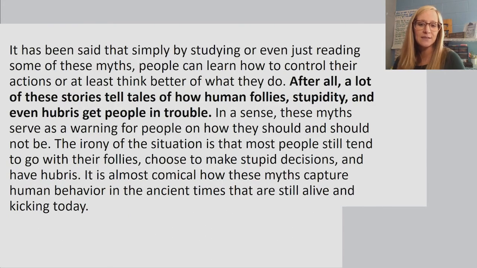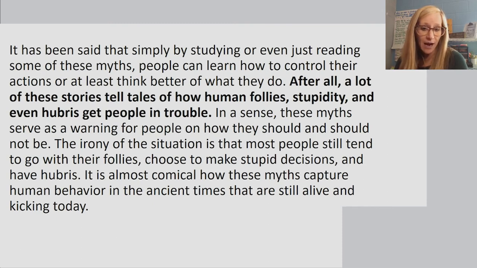It has been said that simply by studying or even just reading some of these myths, people can learn how to control their actions or at least think better of what they do. After all, a lot of these stories tell tales of how human follies, stupidity, and even hubris get people in trouble. In a sense, these myths serve as a warning for people on how they should and should not be. The irony of the situation is that most people still tend to go with their follies, choose to make stupid decisions, and have hubris.